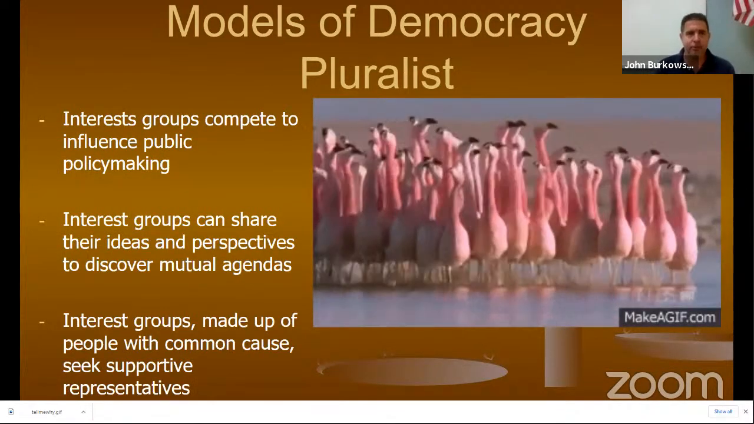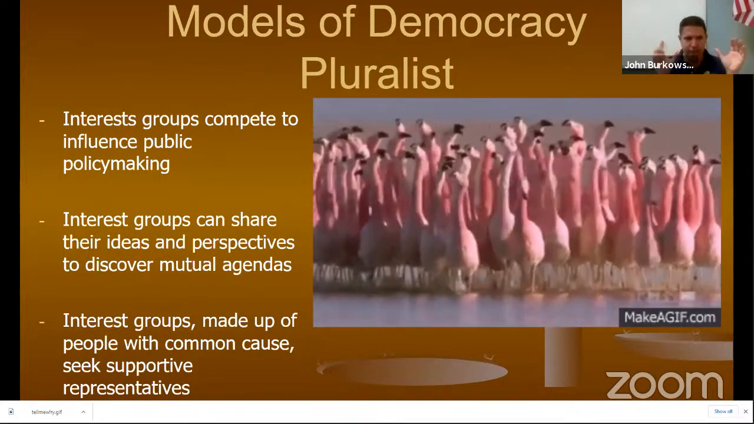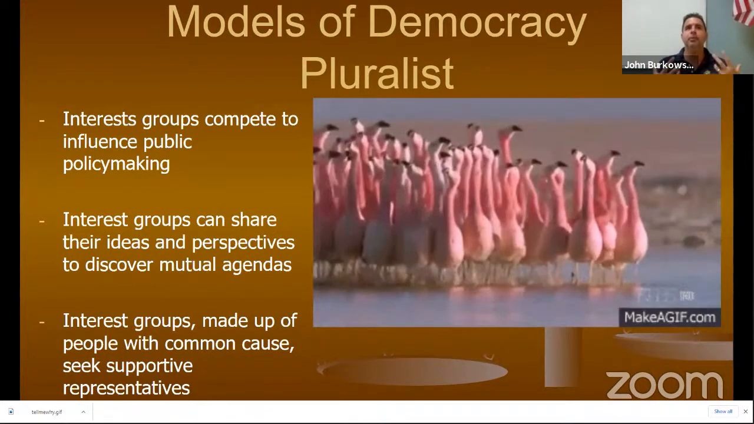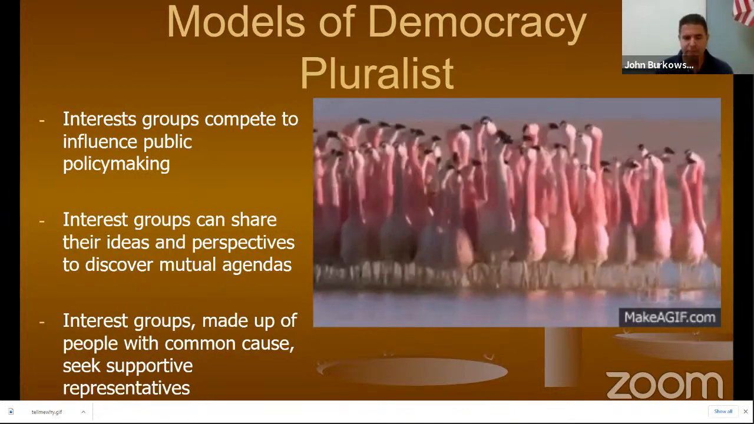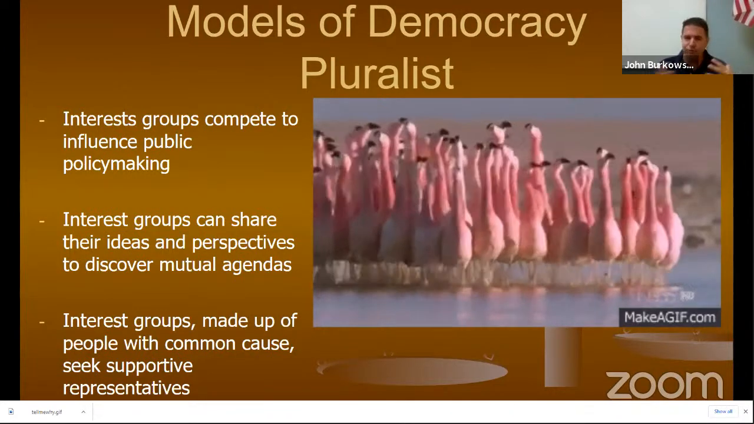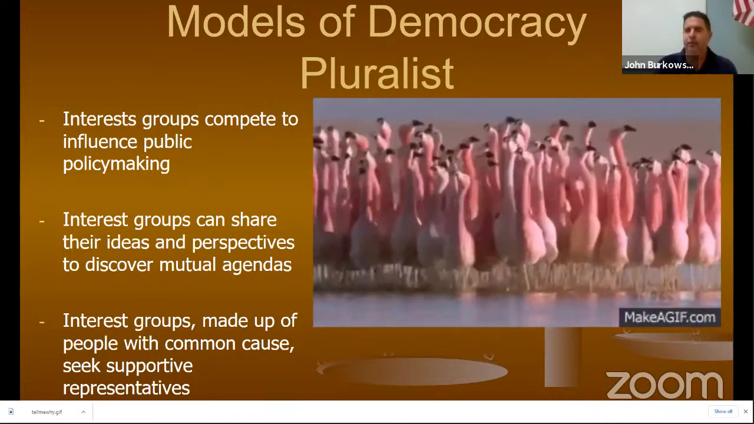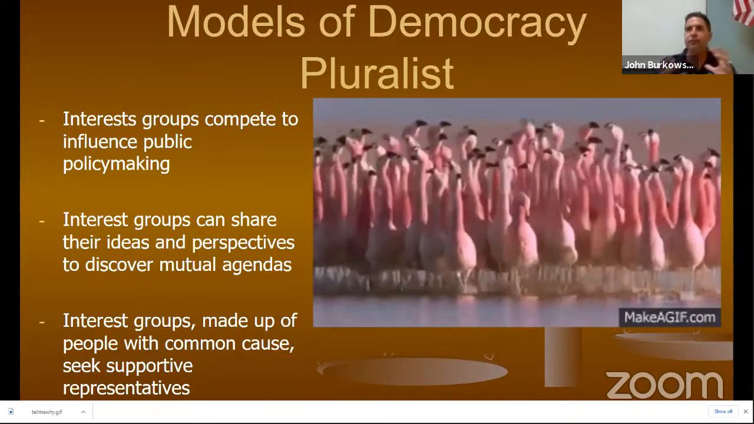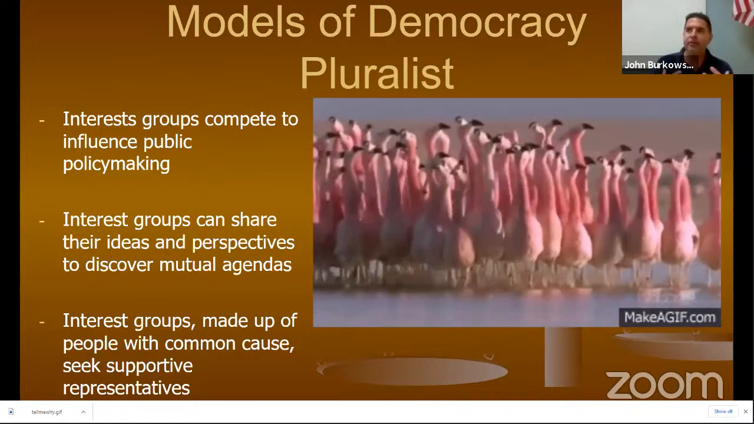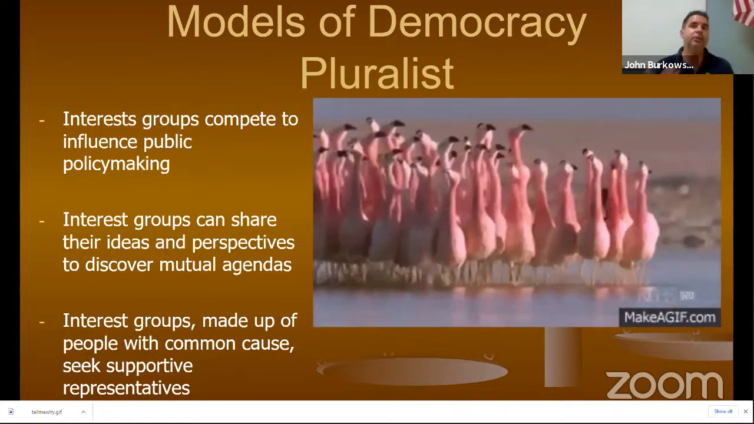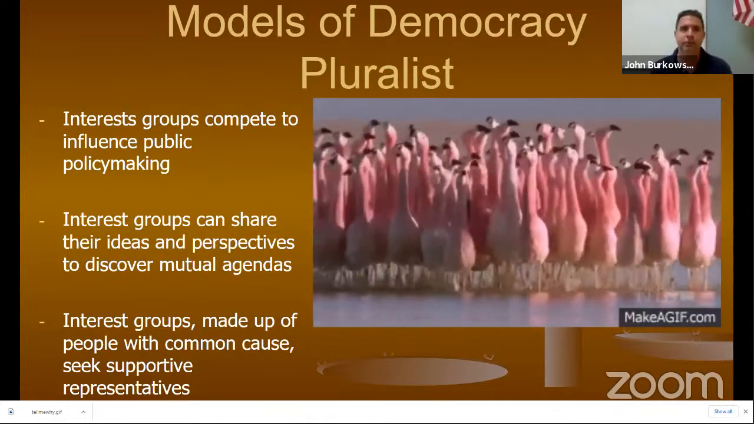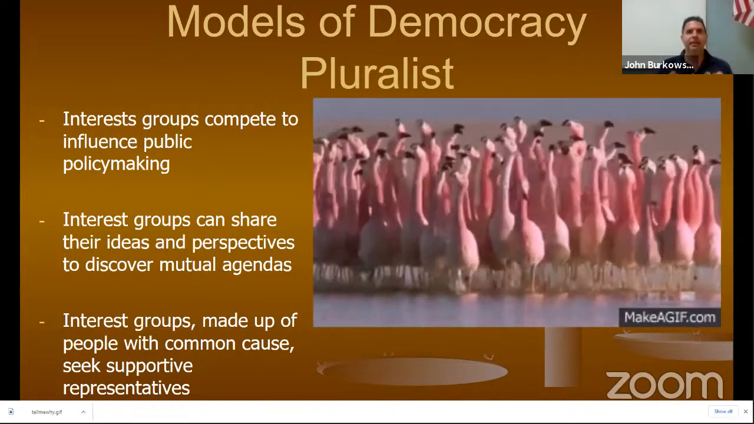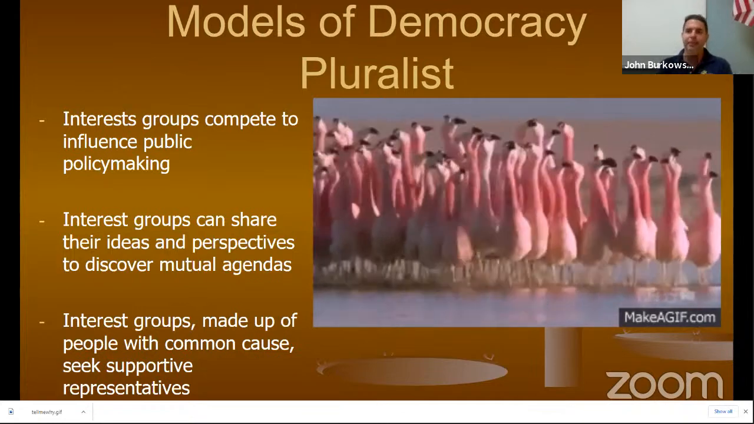Pluralist, another model of democracy. Interest groups, all these factions, all these interest groups made up of people with a mutual interest, a common goal, common agenda. And these interest groups compete with each other to try to influence public policy making. In essence, in their competition with each other, they try to find some mutual goal or mutual agenda between their interests that they could use to help influence public policy makers. So these groups try to find representatives that they think can best achieve their goals.